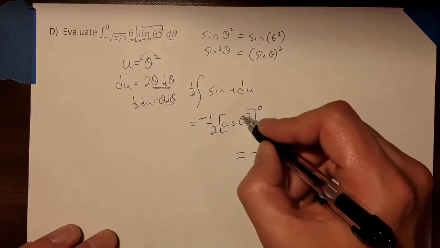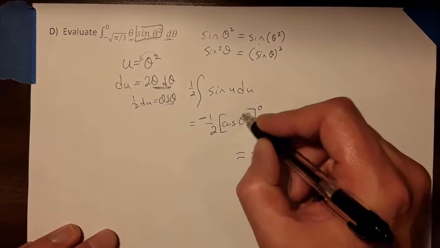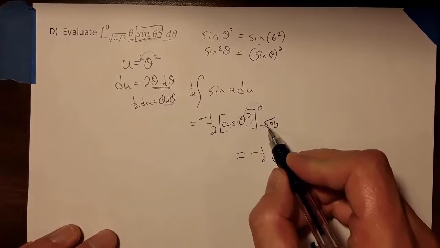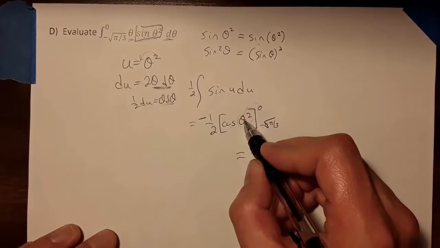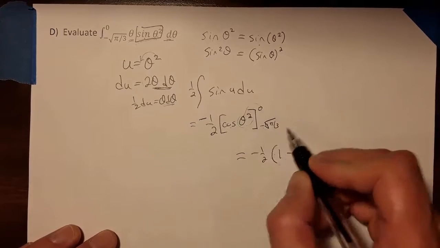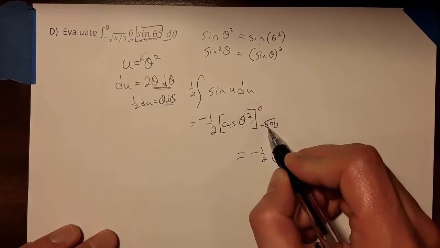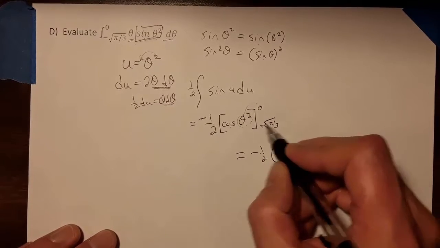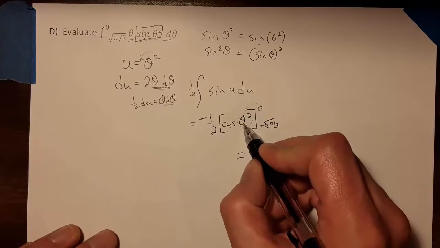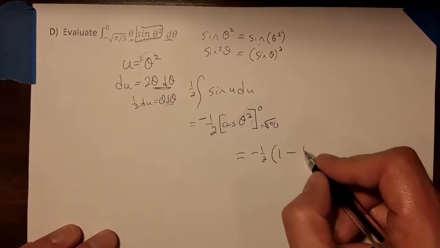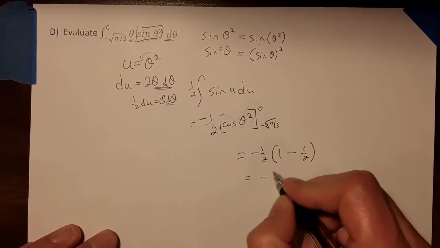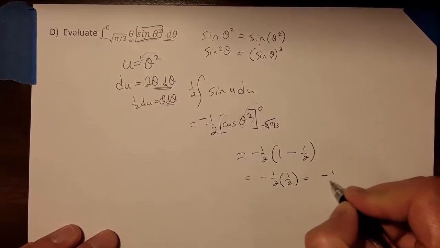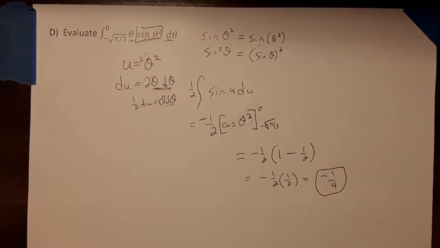So plugging in 0 gives me cosine of 0, which is 1. Plugging in negative square root of pi over 3, the first thing I do is square that. The square will kill off the negative, and it'll kill off the square root, so I will literally just have pi over 3 for my angle. And cosine at pi over 3 is 1/2. So we have negative half times positive 1/2, which should give you a negative 1/4 for an answer.